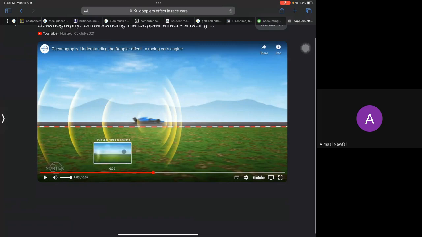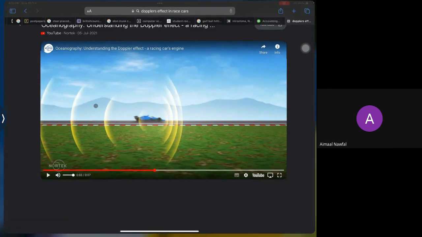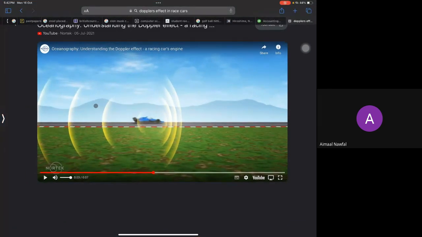Okay. If you see, if there was an observer right here, you see how close the waves are. So the person right in front of this car is going to hear a shriller sound, a high frequency one, and the person right behind this car would hear a graver sound. Do you guys understand that? Yes, exactly. You guys can check this out once, because the iPad doesn't allow me to share the sound with you.